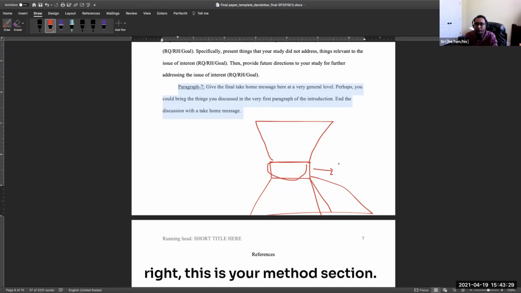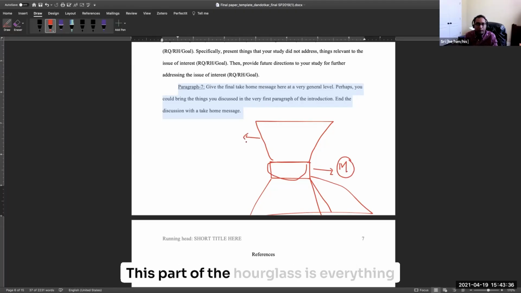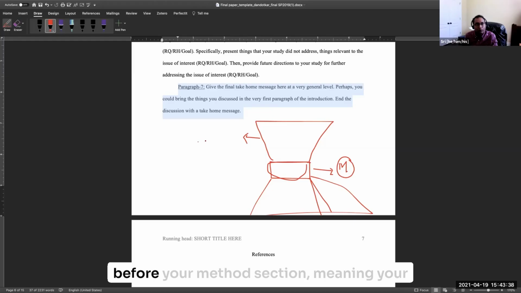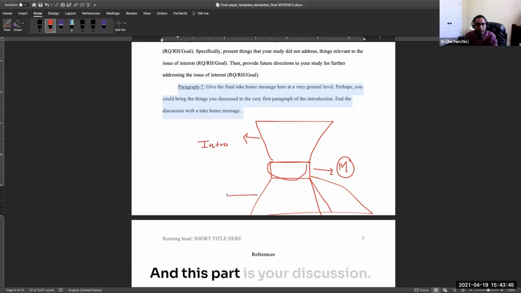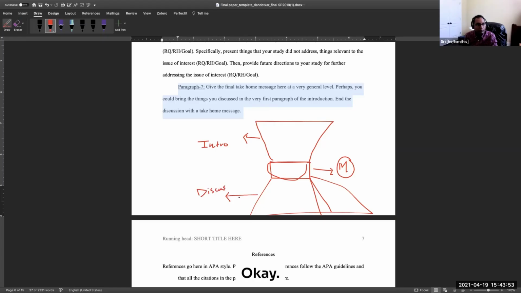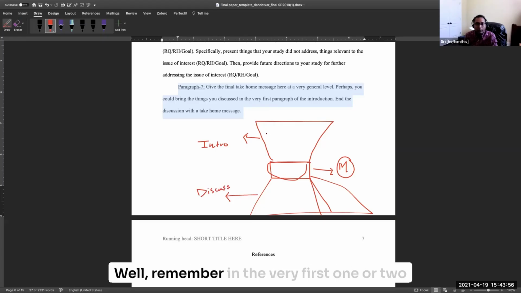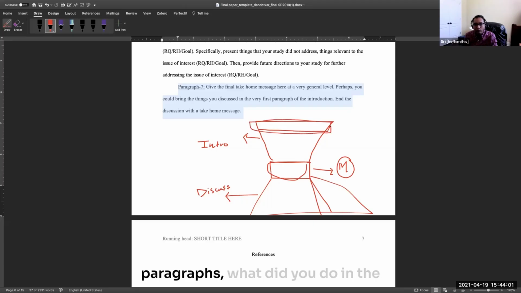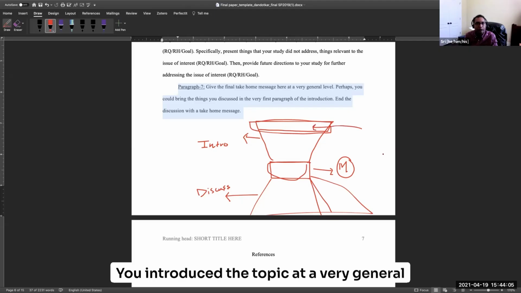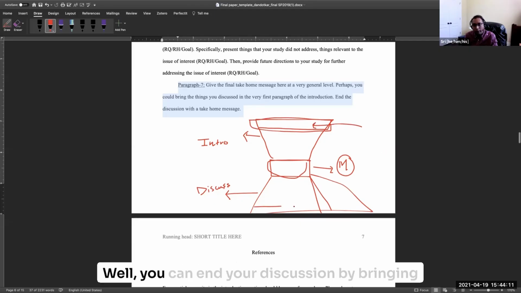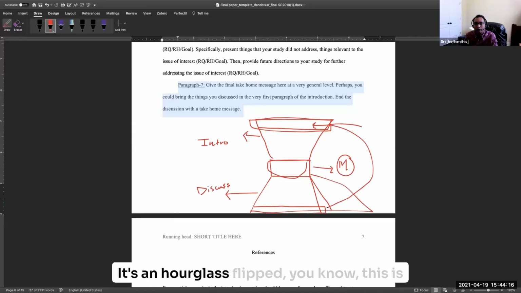So the narrowest part of the hourglass, right? This is your method section. Okay. This part of the hourglass is everything before your method section, meaning your introduction, right? And this part is your discussion. Okay. Now, what does it mean? Well, remember in the very first 1 or 2 paragraphs, what did you do in the introduction? You introduced the topic at a very general level, right? Well, you can end your discussion by bringing that back. It's an hourglass flipped, like a mirror image of this.